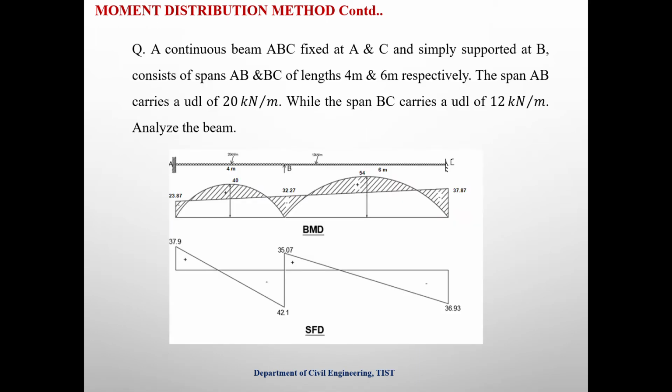Then moving on to the next problem, a continuous beam ABC fixed at A and C, simply supported at B, consists of spans AB and BC of length 4 meter and 6 meter respectively. The span AB carries a UDL of 20 kN per meter, while the span BC carries a UDL of 12 kN per meter. Analyze the beam.